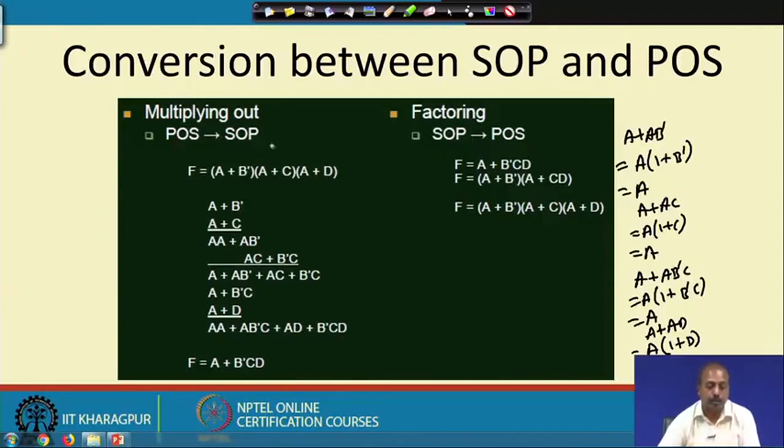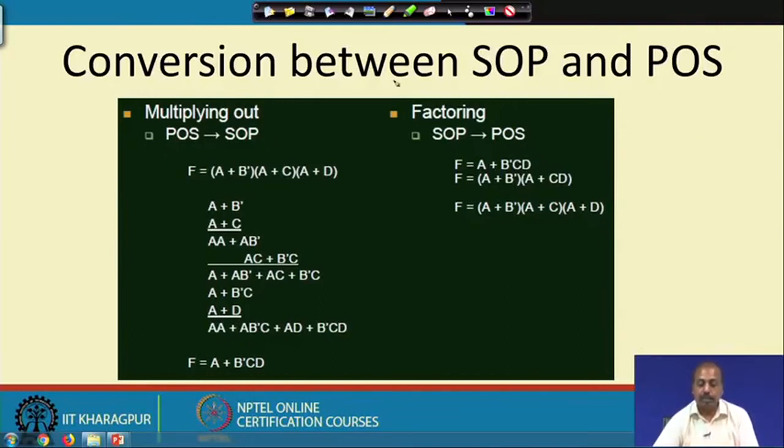So, product of sum to sum of product conversion, we can do it like this. Similarly, for sum of product to product of sum conversion, you have to factor out. So, this is a plus b bar c d. It can be written as a plus b bar into a plus c d, and again if you factor out, a plus b bar remains as a plus b bar, but a plus c d can be rewritten as a plus c into a plus d. So, in this way we can convert from sum of product to product of sum, or from product of sum to sum of product form. Of course, they are not canonical in nature.